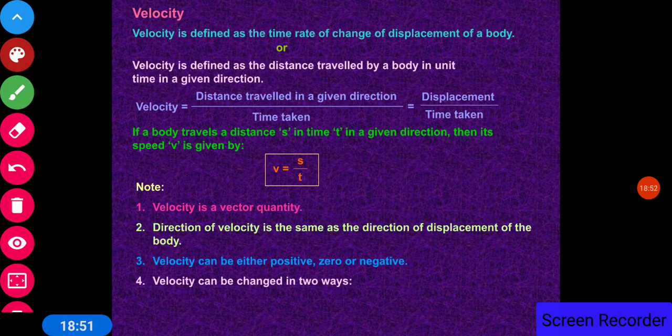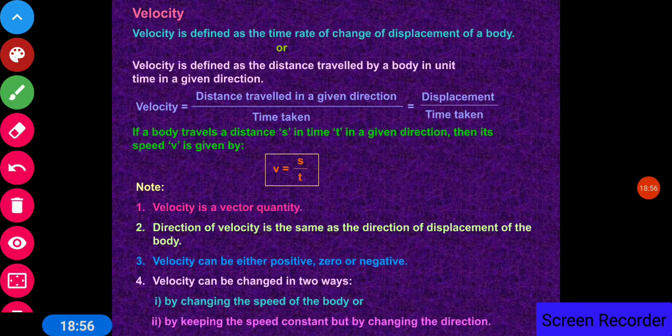Velocity can be changed in two ways: by changing the speed of the body, or by keeping the speed constant but changing the direction. It means if the direction of the body is changing but its speed remains constant, even then we will say that the velocity is changing. For example, if an object is moving in a circular motion with a constant speed, then speed is constant, but as it is moving in a circle, its direction is changing continuously, so we will say that its velocity is changing.